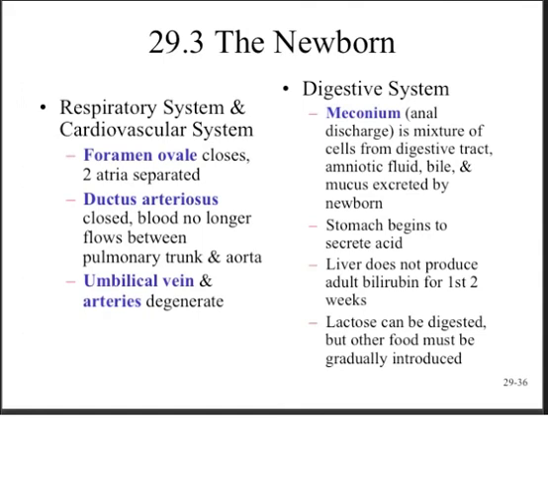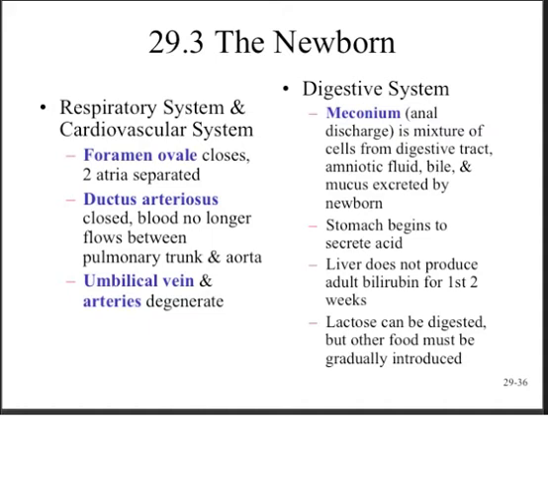Now, what we're going to look at next are some selected body systems in the newborn. We'll take a peek at the respiratory and cardiovascular systems. We've talked a little bit about the digestive system already.